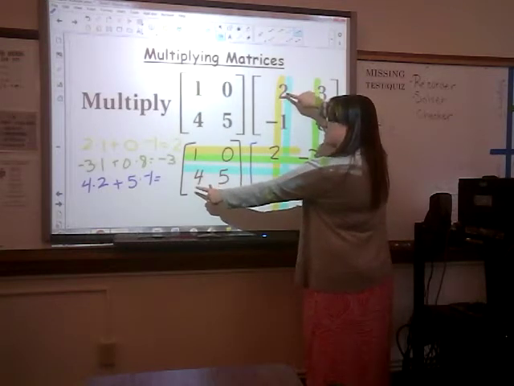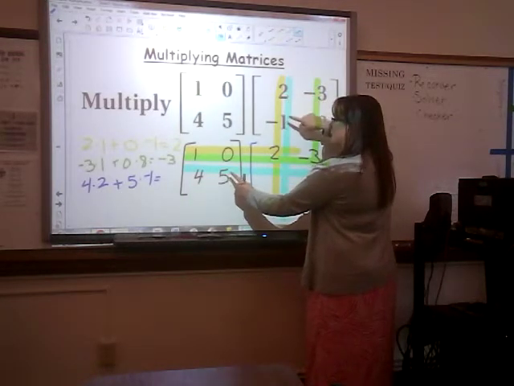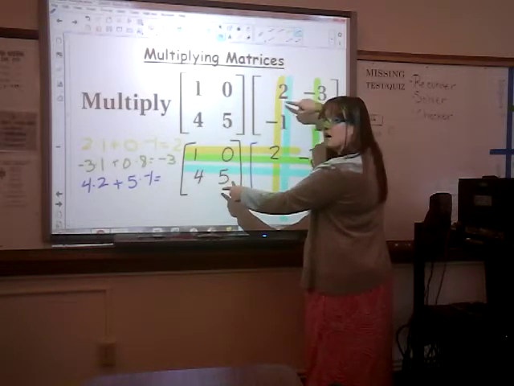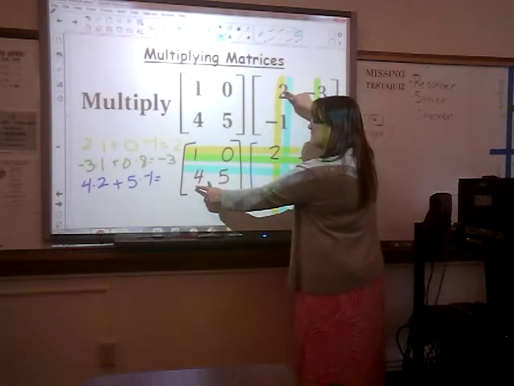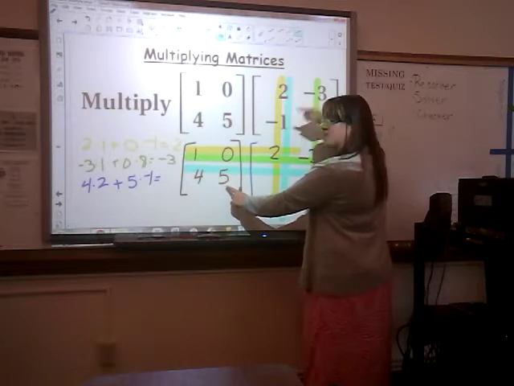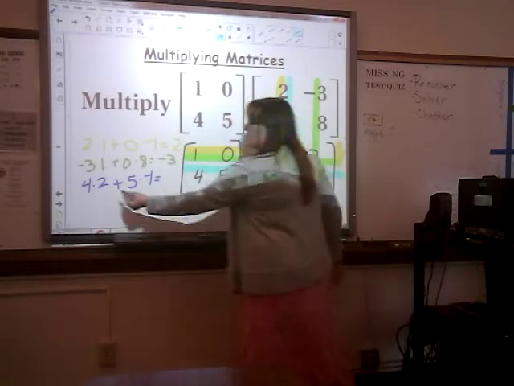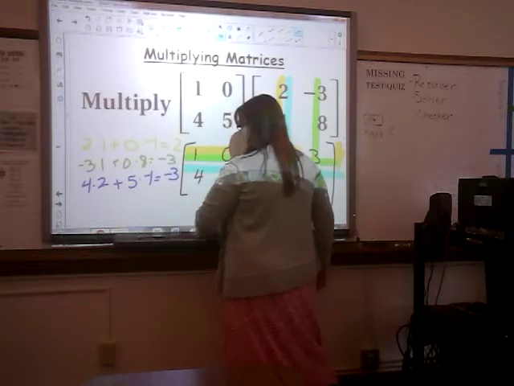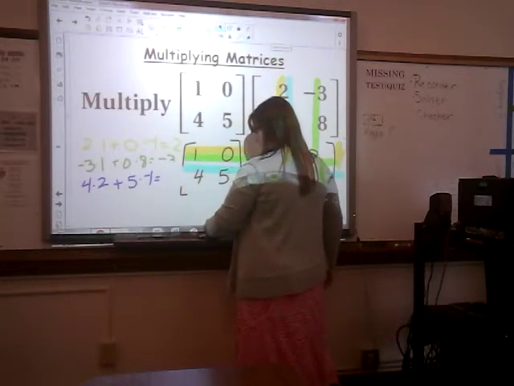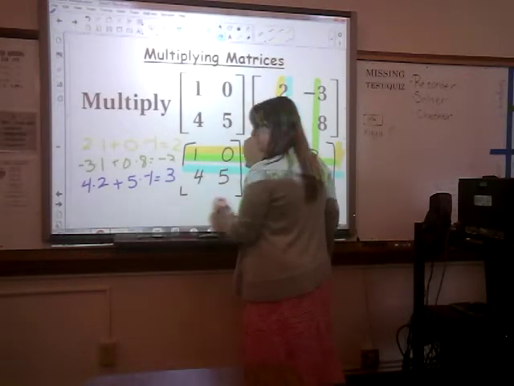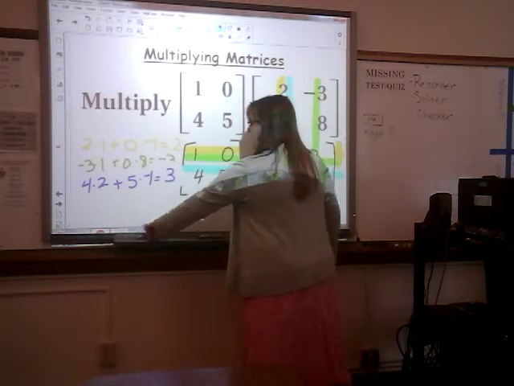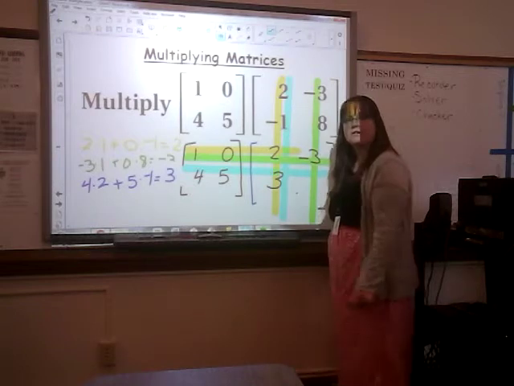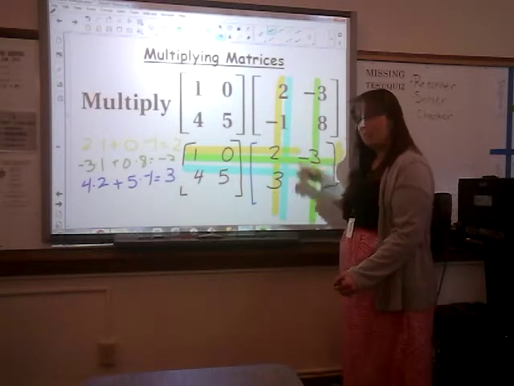So again, we start on the outside, multiply those, move in toward where our answer is going to be and multiply those, and then add those products together. So 4 times 2 is 8, plus 5 times negative 1 is negative 5. So 8 and negative 5 gives us a positive 3. So we put our positive 3 right here where those two met. Row 2, column 1.